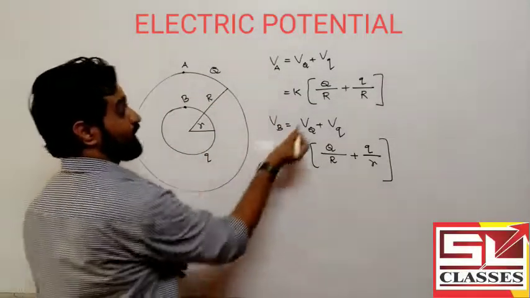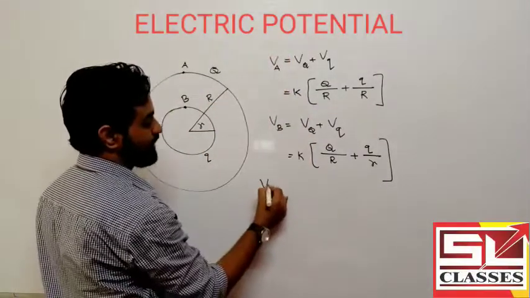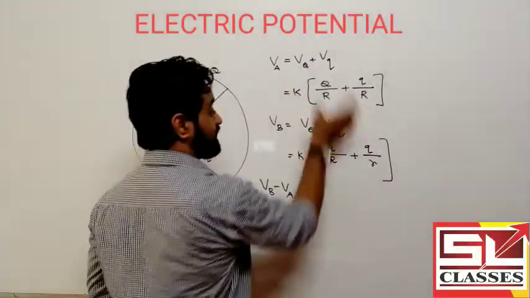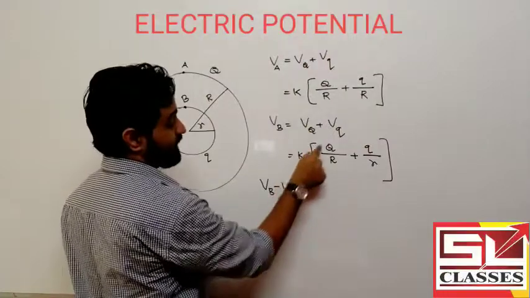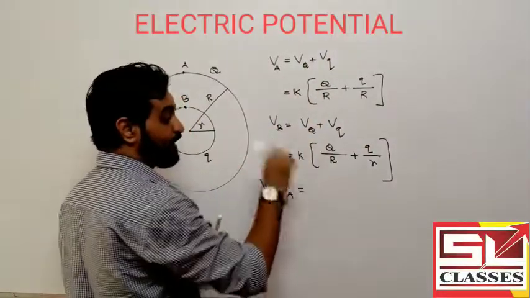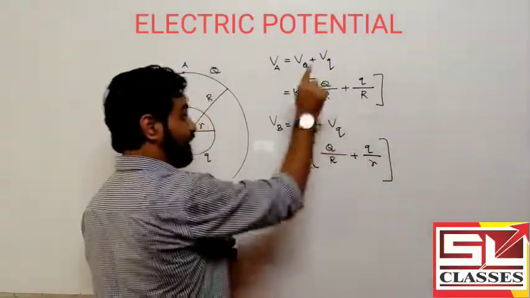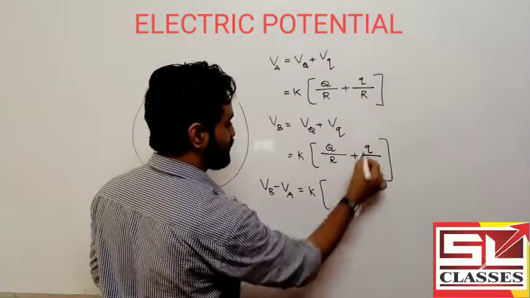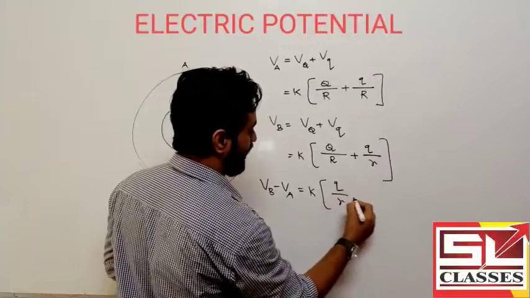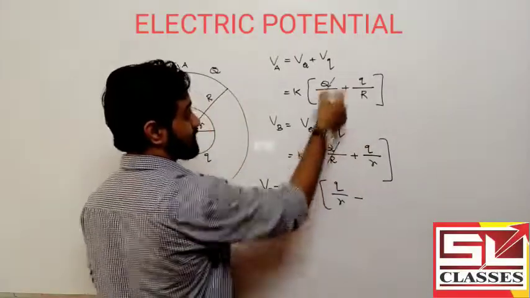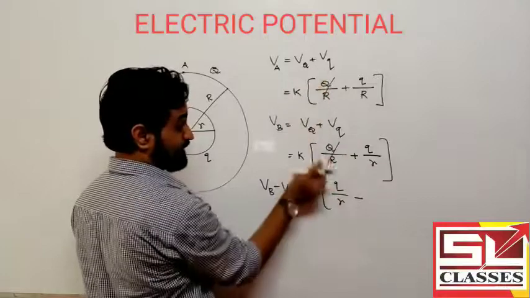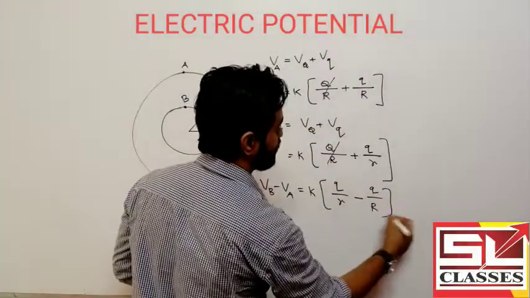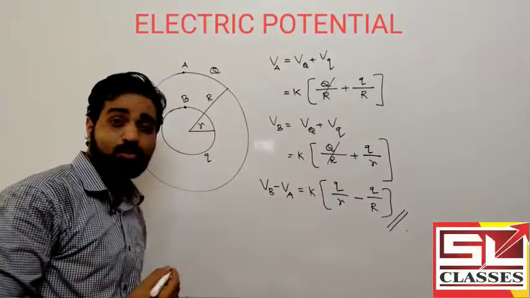Now we have to take the difference. So what is VB minus VA? When we take the difference, we can cancel kQ by R, kQ by R. Then what remains is kq by r minus kq by R. So the equation will be k into q by r minus, here the identical terms are cancelled out, and the remaining term is only q by r. So this will be the correct option for that question. You can see the option.